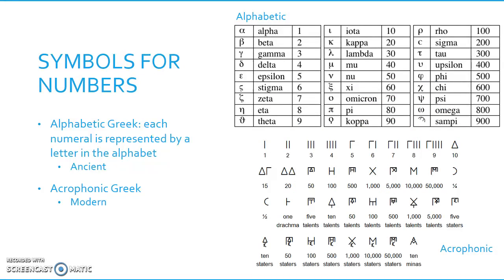So, symbols for the numbers. I found two different symbols for numbers. One was alphabetic and the other was acrophonic. So for alphabetic, which is up on the top up here, each numeral was represented by a letter in the alphabet. And this was more of the ancient way that they used their number system. And these down here are more of the modern, which is the acrophonic Greek.